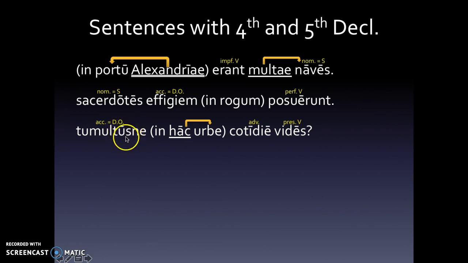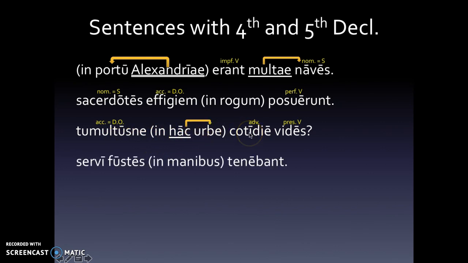We have a few different options for what this could be. We know that it is accusative, plural, because of the verb. This verb here ends in S, therefore the subject is you. So this can't be our subject, it has to be our direct object. And then cotidie is an adverb. And this ne right here indicates that you're entering a question. So do you see the crowds in this city every day?